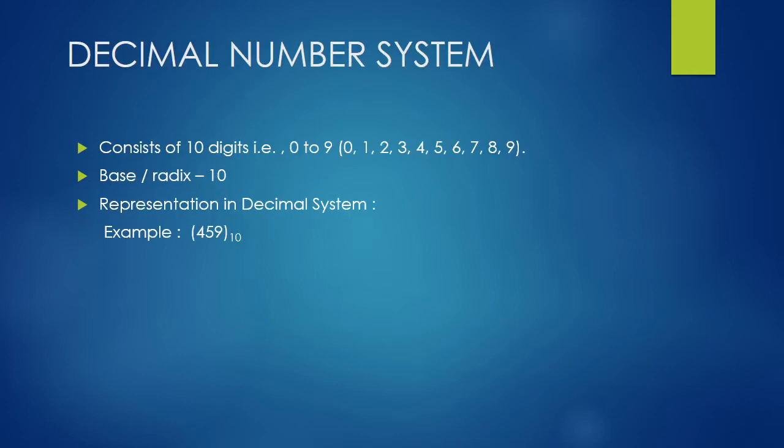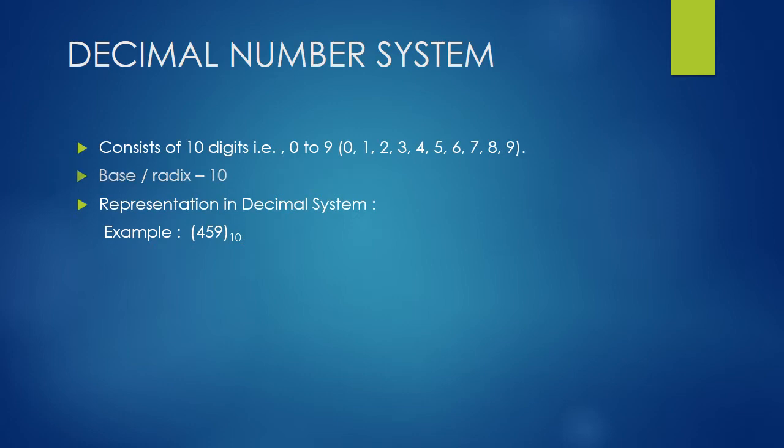Now, let's start with decimal number system. This number system is the most commonly used number system that we use in our day-to-day lives. You all must have used decimal number system for solving various mathematical problems. So, this number system is very familiar to all of you. It consists of 10 digits, that is, the digits from 0 to 9. Therefore, there will be altogether 10 digits in decimal number system.